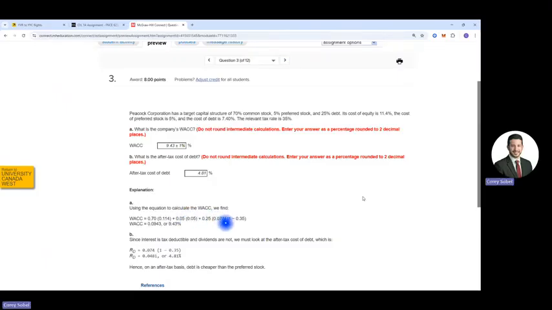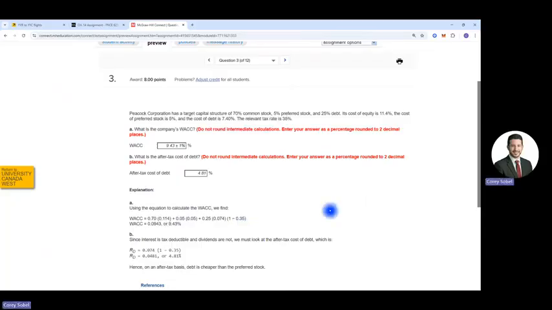So we've got the equity component right here, plus the preferred stock component, plus the debt component, and then times 1 minus the tax rate. They told me the tax rate is 35%. So times 1 minus the tax rate, that's going to account for the tax component. That's going to give me a weighted average cost of capital of 9.43%. So for weighted average cost of capital, that's really good, right?